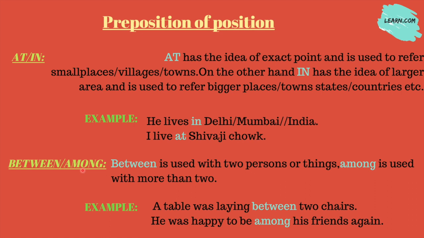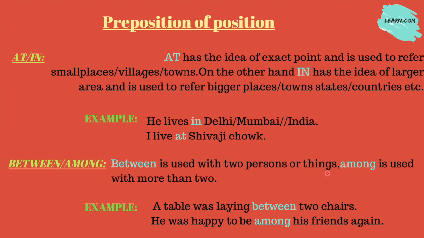Let's move on to the next one, that is between and among. Now this is very easy. Many times some students get confused between them. But see, between is used with two persons or things. On the other hand, among is used with more than two. That is the basic difference between these two words.